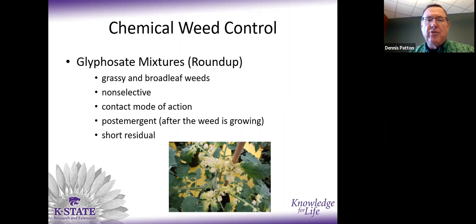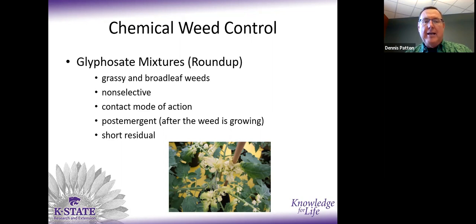And it is a contact herbicide. You have to directly spray it onto the plant to get control, and it's post-emergent. So it does not stop any weeds from germinating. We have pre-emergent herbicides, which don't really stop them from germinating, but stop them from establishing once they germinate. And then you have post-emergent, which means it controls the weed after it's up and growing.